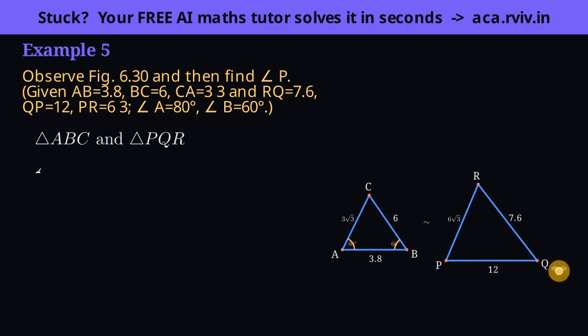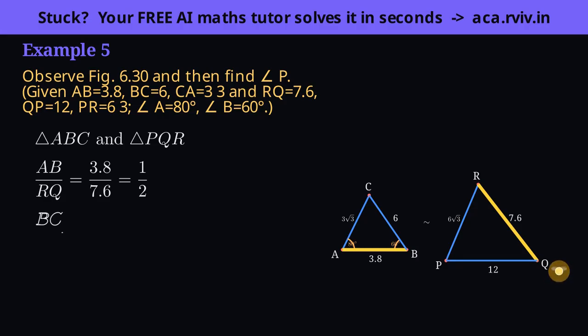To use SSS, we compare matching sides one pair at a time. Start with AB against its partner RQ, that's 3.8 over 7.6, and 3.8 is exactly half of 7.6, so this ratio is 1/2. Keep that number in mind. For SSS to work, all three ratios must come out the same.